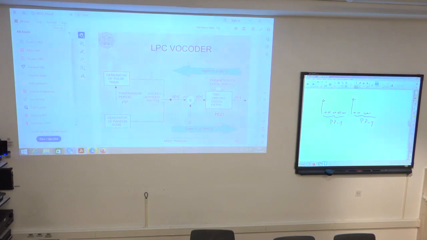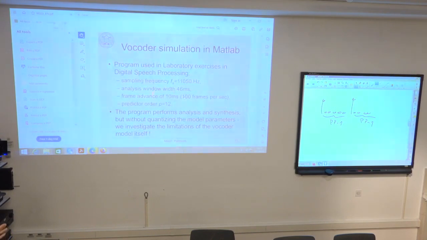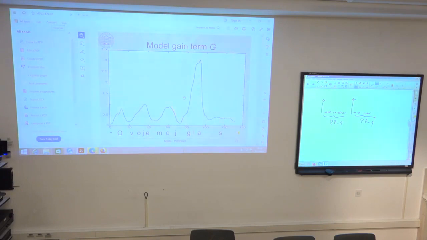And using these parameters, which are sampled in our case with 100 frames per second, so the idea is I advance by 10 milliseconds for each new frame. Each new analysis frame is 46 milliseconds wide, but I move only in 10 millisecond steps. And I get the gain term, these are the coefficients alpha 1 to alpha 10, this is the pitch period, and this is the voiced, unvoiced binary decision. Voiced, unvoiced, voiced, unvoiced, okay?